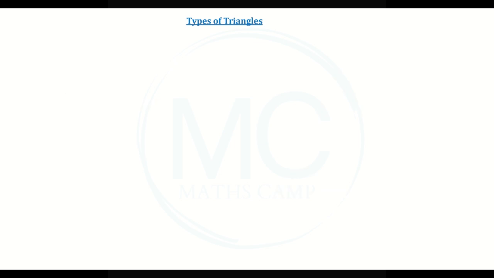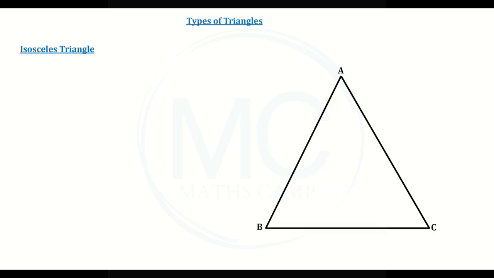Next, I'd like to look at isosceles triangles. Let's draw a quick sketch. An isosceles triangle has two equal sides. So in this case, let's say that AB is the same length as AC. An isosceles triangle also has two equal angles. The equal angles lie directly opposite the equal sides.